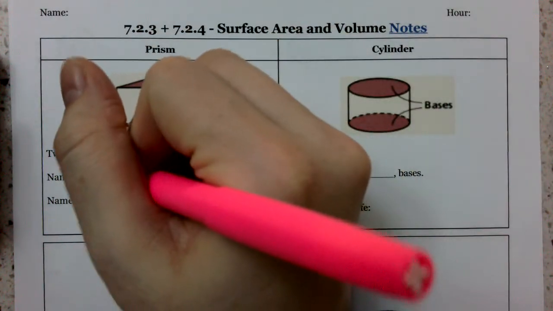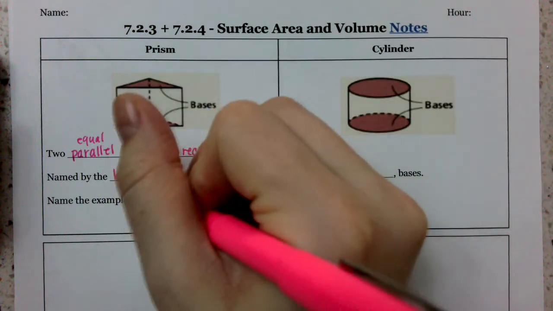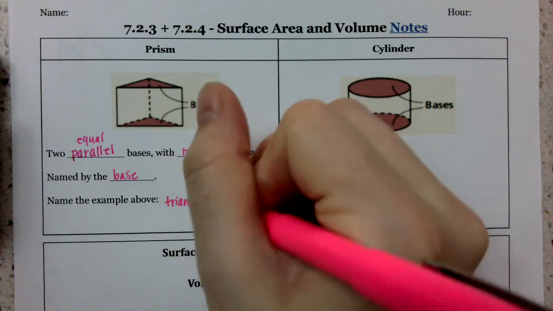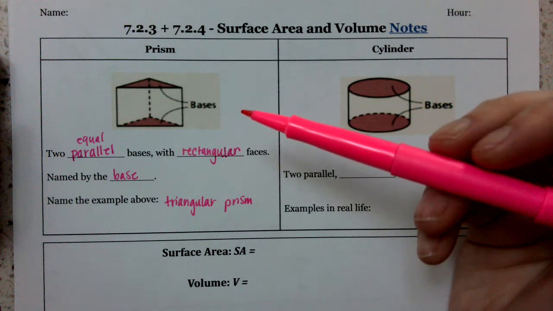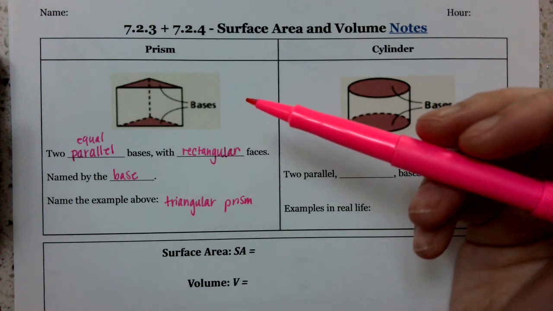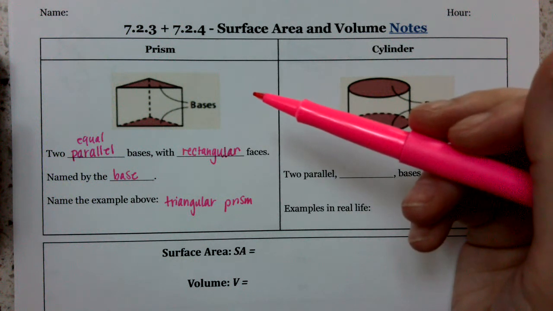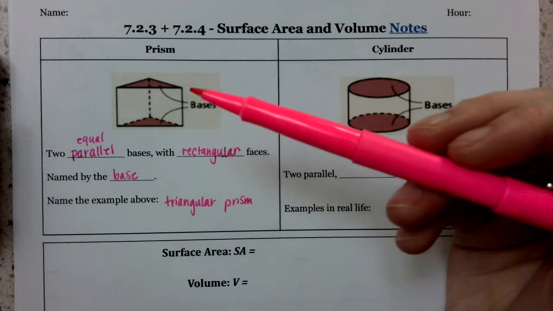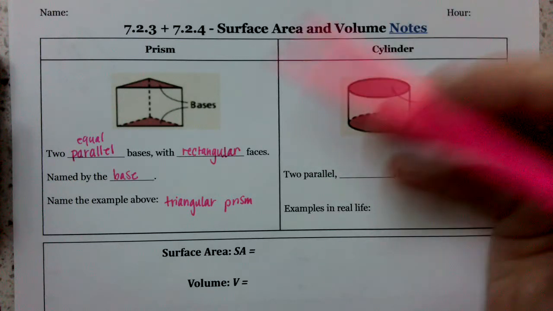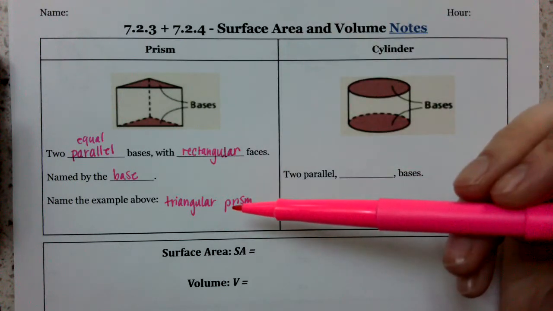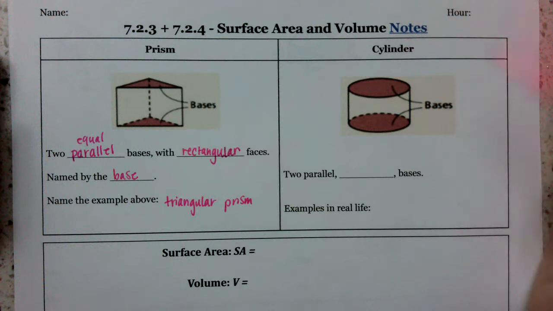They're always named by the base. So for example, this one is going to be a triangular prism. If the bases are rectangles, it'd be a rectangular prism. If the bases are hexagons, it would be a hexagonal prism. So you name it based on the base. You're not really going to be naming them yourself, but if I ask you what is the volume of a rectangular prism, you'll need to know that the bottoms are rectangles.